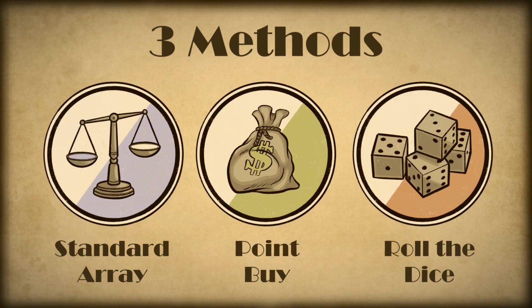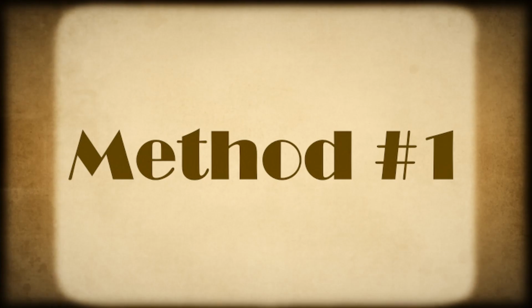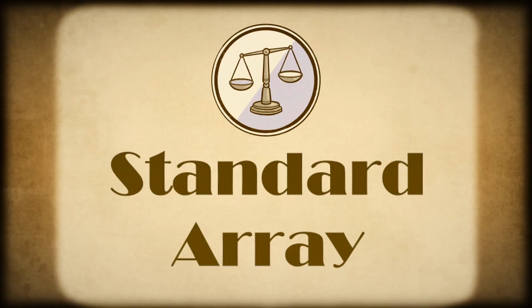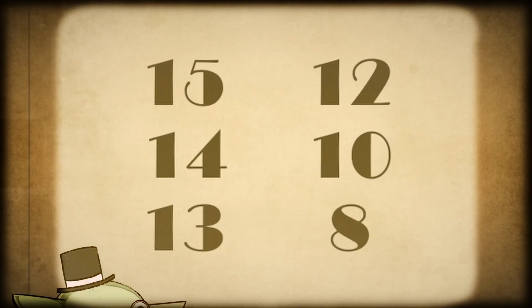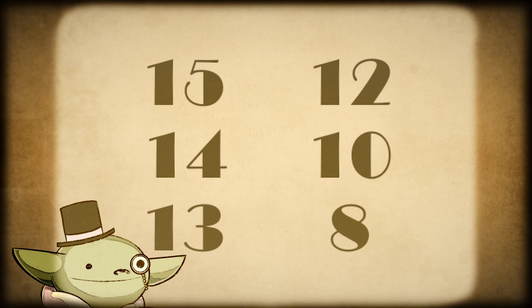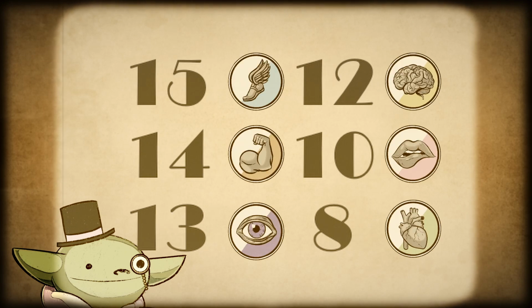Now, there are typically 3 ways to find out your character's stats, so make sure to consult your DM first and see which of these 3 methods they will be using in your game. Method number 1, standard array. Keeping things short and sweet, you have 6 numbers. These 6 numbers that have appeared on screen. Assign each of these for an ability score of your choosing.